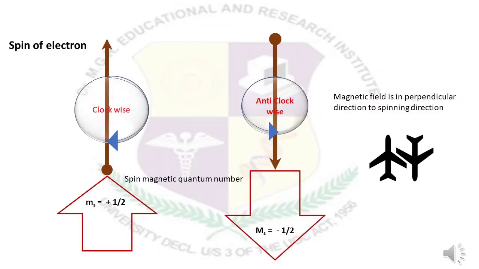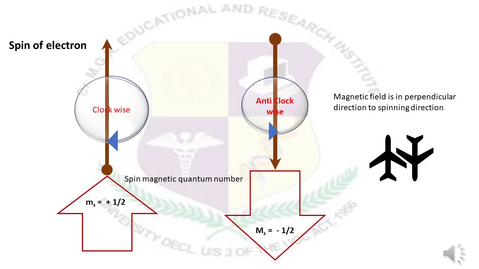Let us consider the spin of electrons. If an electron is spinning in a clockwise direction and a magnetic field is perpendicular to it, represented in an upward direction by the arrow mark, the magnetic field will be in the reverse direction, exactly opposite to that, if the spin of the electron is in anti-clockwise direction.